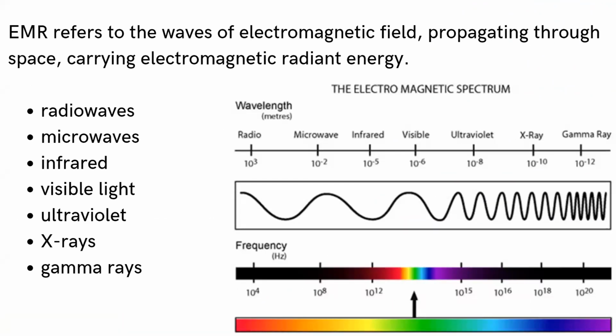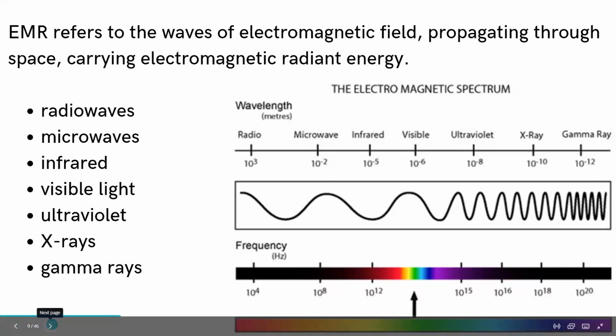You can see the electromagnetic spectrum here. The electromagnetic radiation consists of waves of the electromagnetic field, propagating through space and carrying some amount of electromagnetic radiant energy. You have an idea about the different constituents here. It includes radio waves, microwave, infrared, visible light, ultraviolet, X-ray, and gamma ray. In the spectrum, you can see their different wavelengths and frequencies. We have given it.